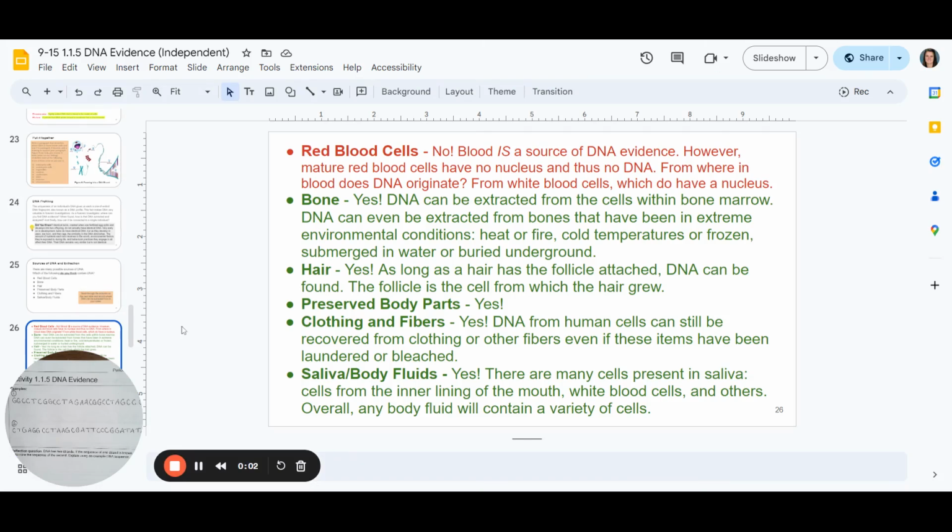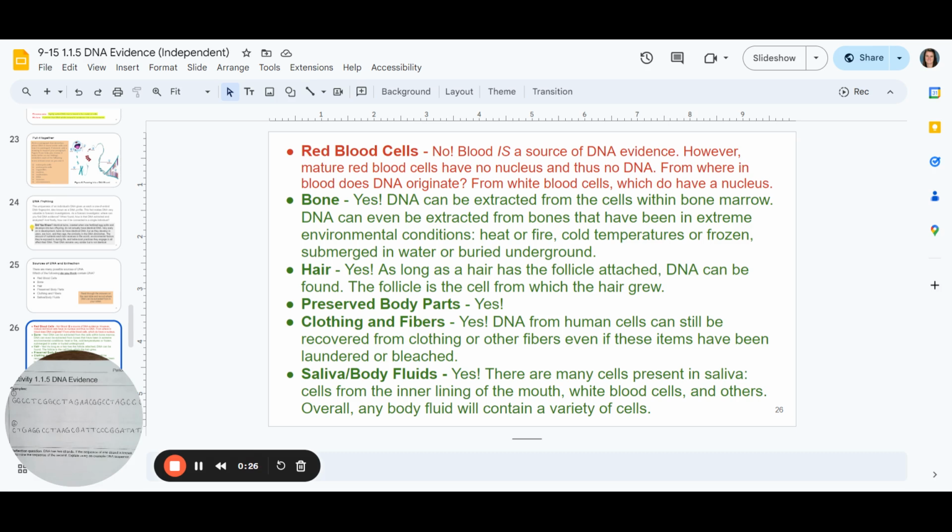Let's quickly review where DNA is found. Remember, DNA is found in your blood, but specifically your white blood cells. Your red blood cells do not have a nucleus, and so for us eukaryotic organisms, that means that our red blood cells do not have DNA. But our white blood cells, which have a nucleus, contain our DNA.